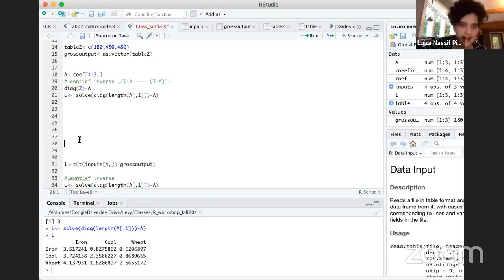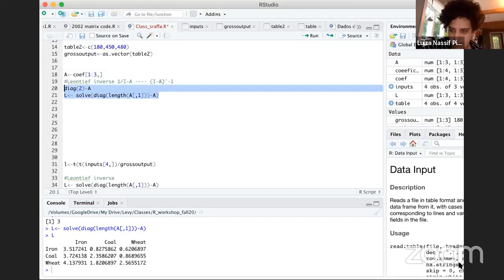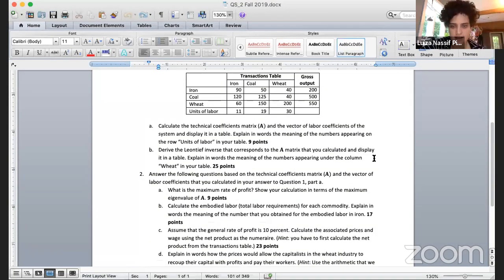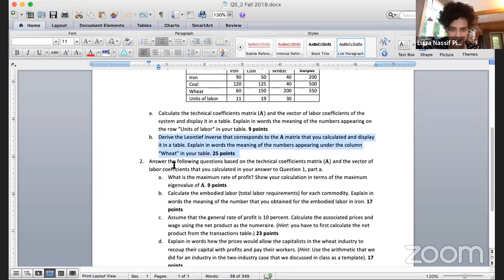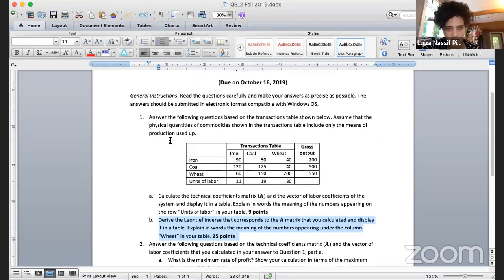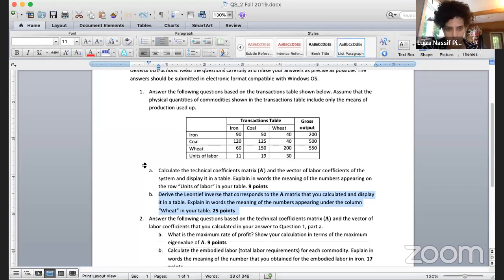Okay, so let's continue. Now we have our Leontief table, and let me go back to the question. This will ask you to explain in words the meaning of the numbers appearing under the column. I went through that in detail, so we already went through that. Once you get your assignment, you're already able to do question 1.